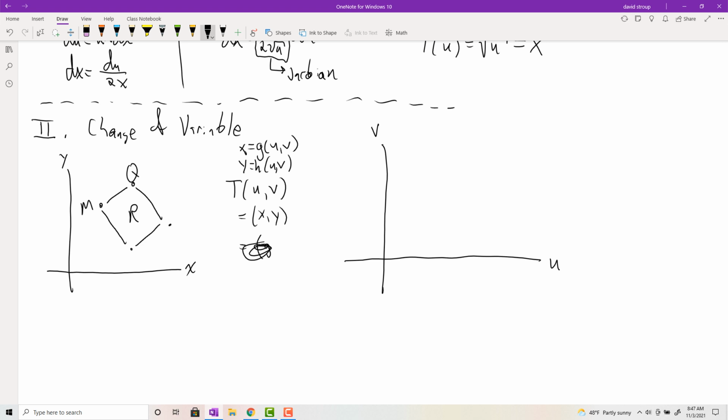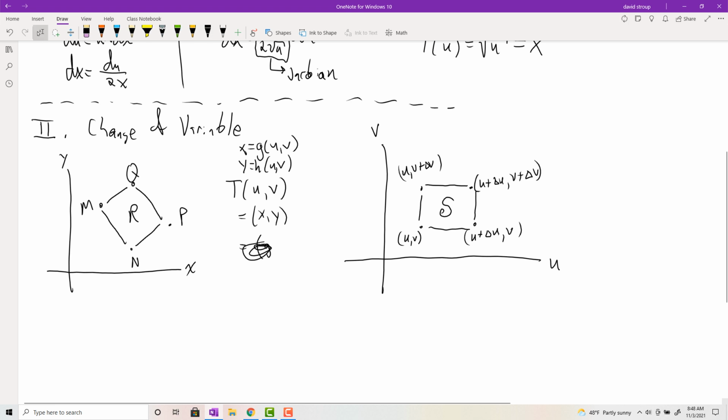Have points M, Q, P, and N. And then over here we have our picture in the UV plane, which hopefully is much simpler. And the coordinates on this thing, we're going to take this bottom point to be (U, V). And then this point will be (U plus some change in U, V). And then this point here will be (U, V plus change in V). And then this other point here will be (U plus change in U, V plus change in V).